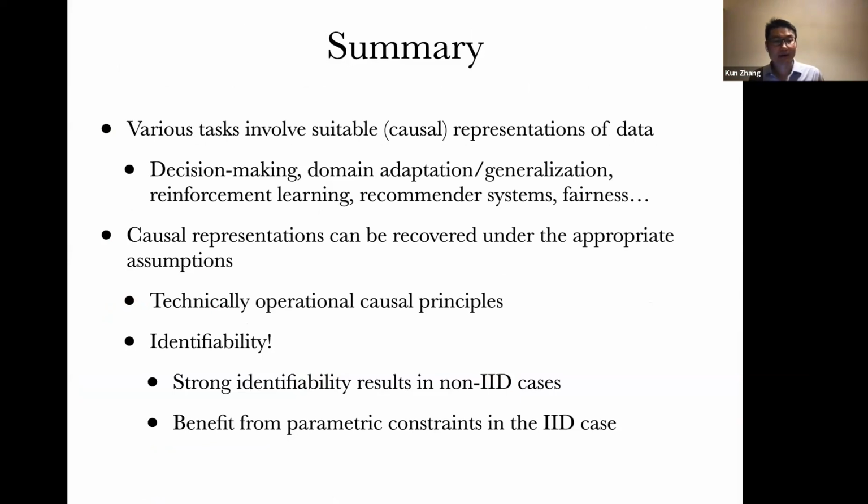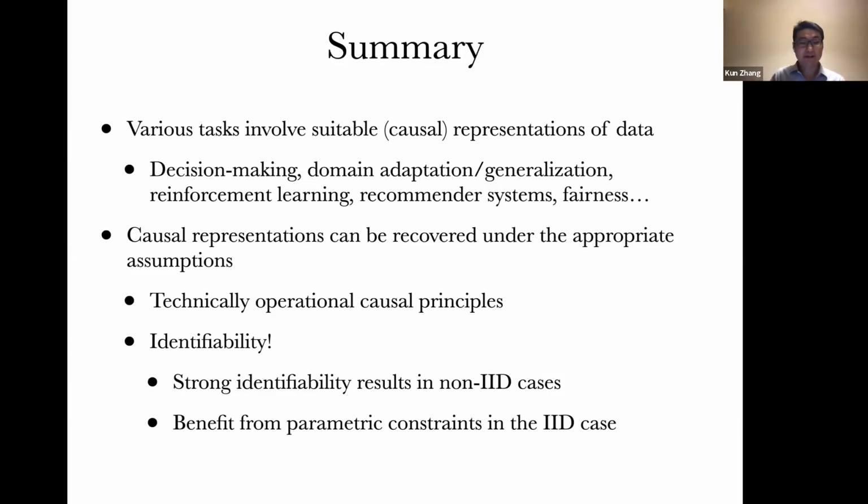To summarize, many learning problems involve a suitable representation of data. Decision making involves the causal representation, right? Because you have to find the right causal model, and then you can see how to make a change to achieve your goal. And furthermore, causal representations can be recovered under appropriate assumptions. This involves two things. The first thing is to formulate causal principles and then make the principles technically operational. After that, you need to establish identifiability conditions of the original causal truth, right?